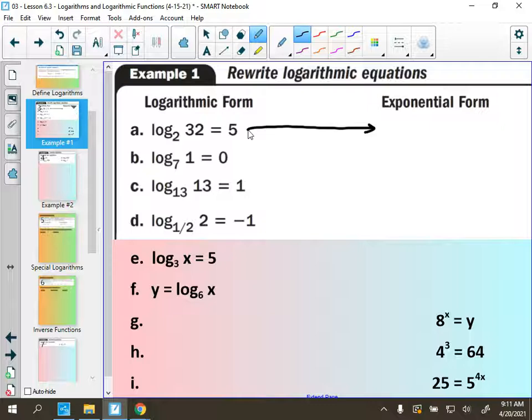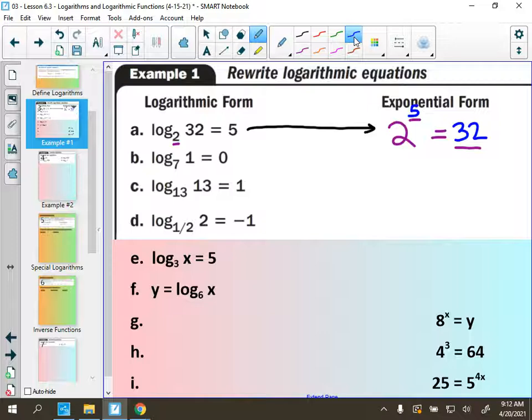So how does this work? You take the base of your log, that becomes the base of your power, and then it's a matter of, well, what goes up here and what goes over here. Now, again, we can use the numbers in this case to help us. We should hopefully know that 2 to the 5th power actually does equal 32. So there we go. Those are equivalent expressions or equations, I guess, in that case.